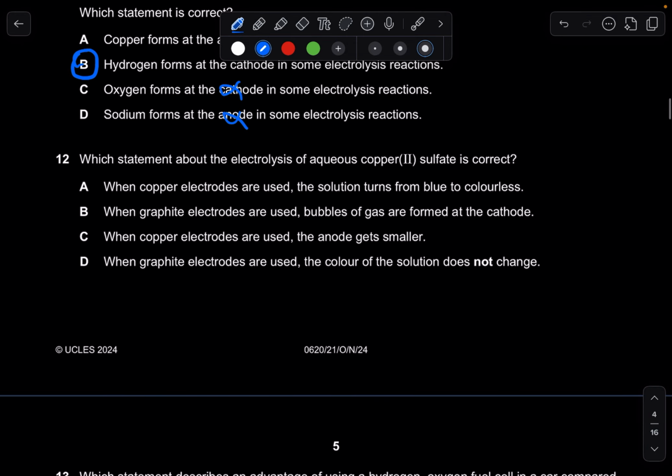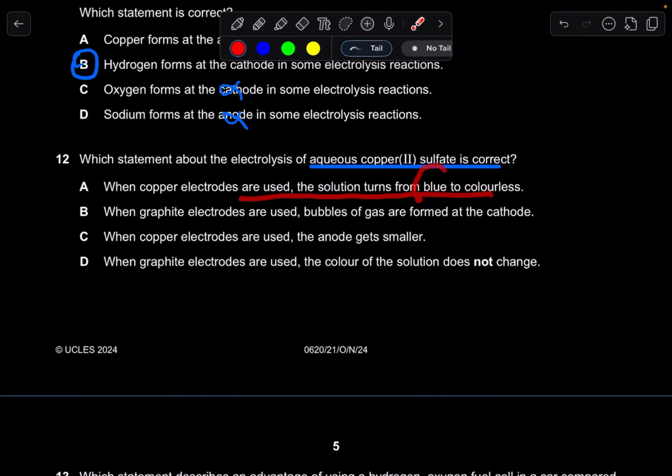Incorrect. Okay, which statement about electrolysis of aqueous copper(II) sulfate is correct? When copper electrodes are used, the solution turns from blue to colorless. No, when copper electrodes are used, the solution does not change color. Why no color change? Because the amount of copper that is lost from the solution, the same amount of copper returns back into the solution as well. So incorrect. When graphite electrodes are used, bubbles of gas are formed at the cathode.